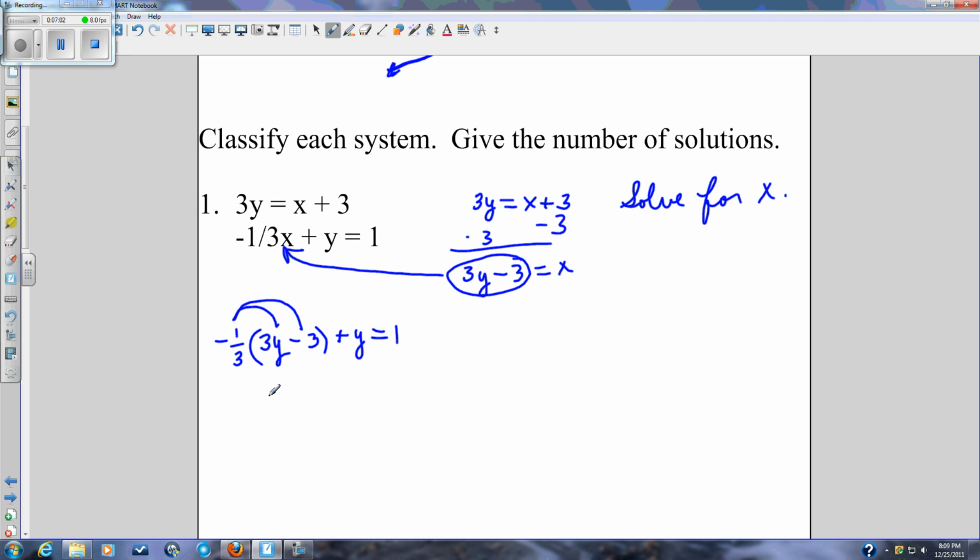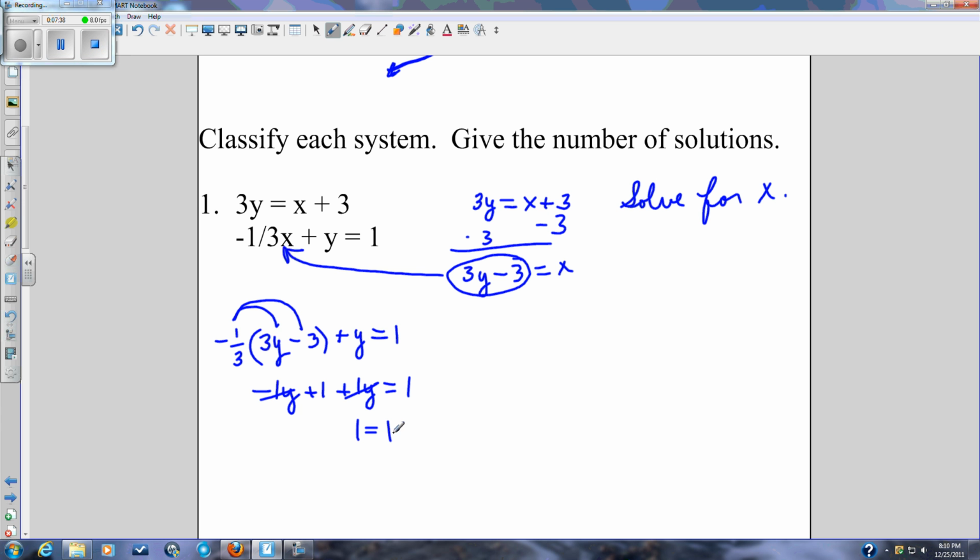Well, negative 1/3 times 3y, the 3's are just going to cancel, so I'm going to have negative 1y. Negative 1/3 times negative 3, I'm sorry, positive 1. I was looking at the 3's. 1/3 of 3 is 1. Negative times a negative is a positive. Then I've got positive plus y here. That's like having a 1y equals 1. And the negative 1y and the positive 1y, they cancel out. And I'm left with 1 equals 1.